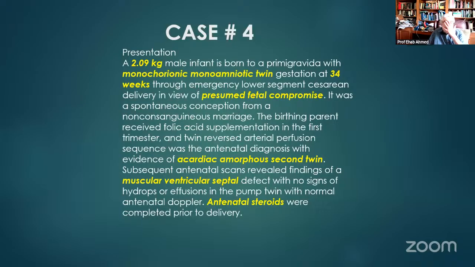MCQ number 3, which is extremely important. You have to keep this in the back of your mind. This is a very important clinical presentation. It's a serious one. We have a 2 kilogram 90 gram male infant born to a primigravida who had an initially monochorionic, monoamniotic twin pregnancy. The baby was born at 34 weeks by C-section for presumed fetal compromise. One of the twins vanished. There was vanishing twin syndrome. It was a cardiac amorphous second twin. The twin had no heart and died.